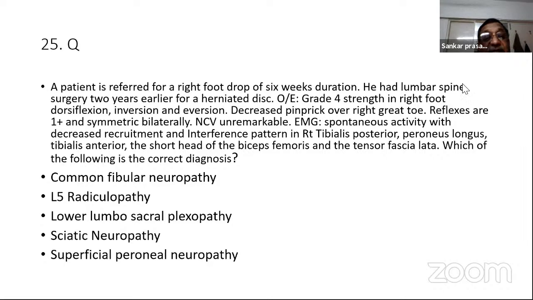A patient is referred for a right foot drop of 6 weeks duration. He had lumbar spine surgery 2 years earlier for a herniated disc. He had grade 4 strength in the right foot dorsiflexion, inversion, eversion. Decreased pinprick over the right. Reflexes are 1 plus and symmetric bilaterally. NCV is unremarkable. Spontaneous activity with decreased recruitment and interference pattern on right tibialis posterior, peroneus longus, tibialis anterior, short head of the biceps femoris, tensor fascia lata.